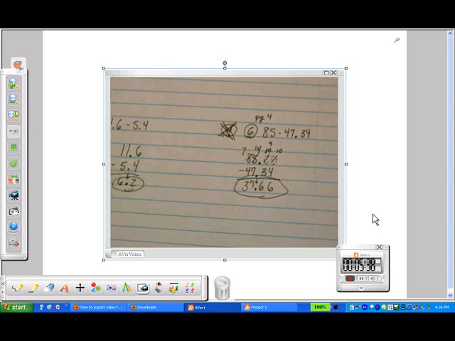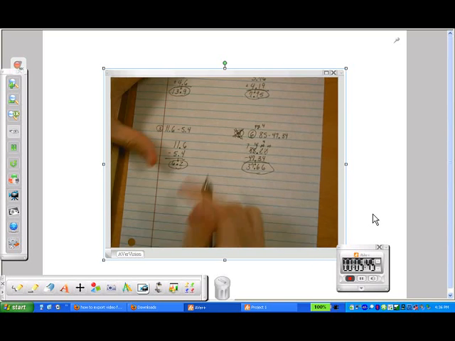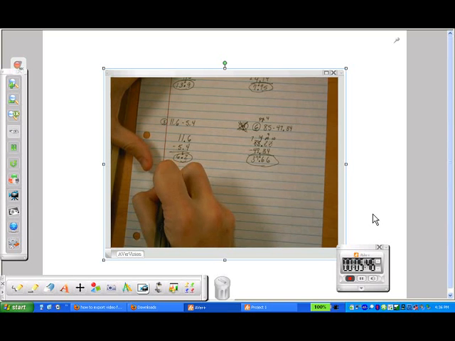Adding and subtracting, the biggest challenge that you have is in the problem setup. If you set the problem up correctly, you're going to do great. If you set the problem up incorrectly, you're going to have a bad time. That is pretty much it for the video.